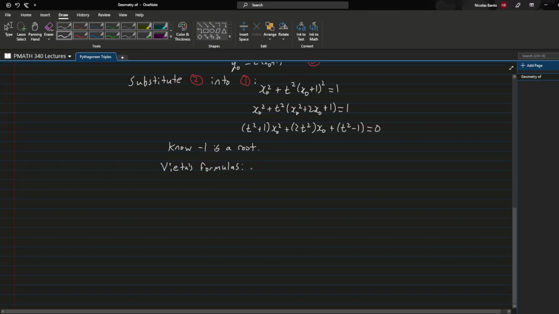So if x naught is the other root, then the product of the two roots of that quadratic, I should have mentioned, we know it has two roots because it's a quadratic, and so -1 is one root. By construction, x naught is the other root, which is distinct. And so the product of the two roots has to be, by Vieta's formulas, equal to, in this case, the constant term divided by the leading coefficient. So t squared minus 1 over t squared plus 1.